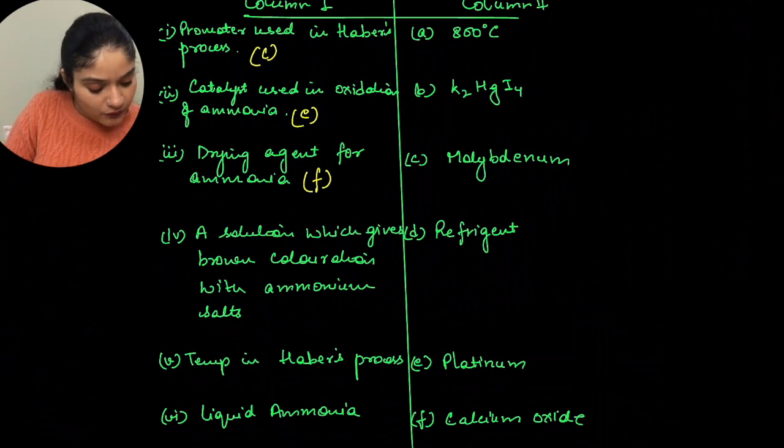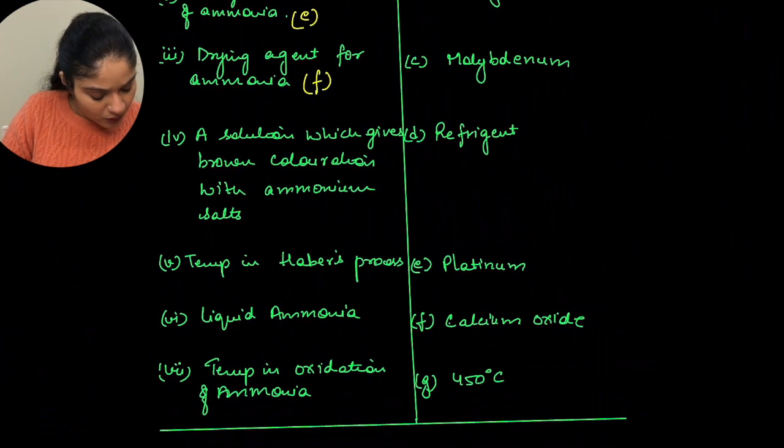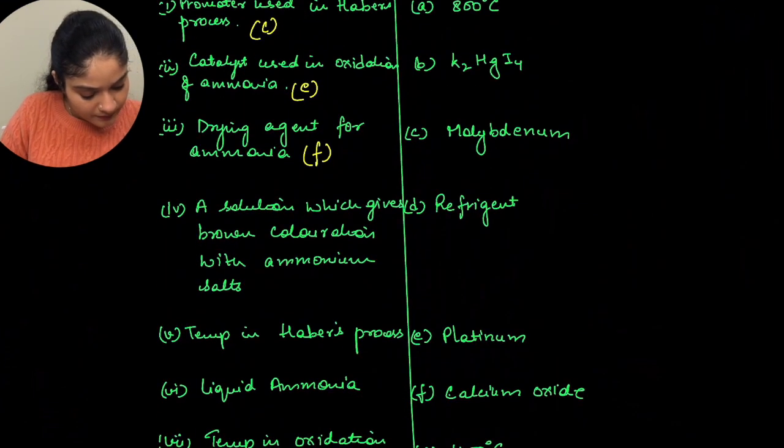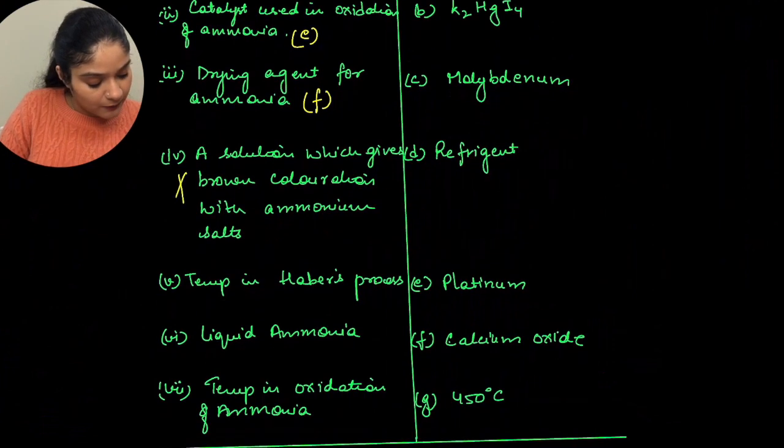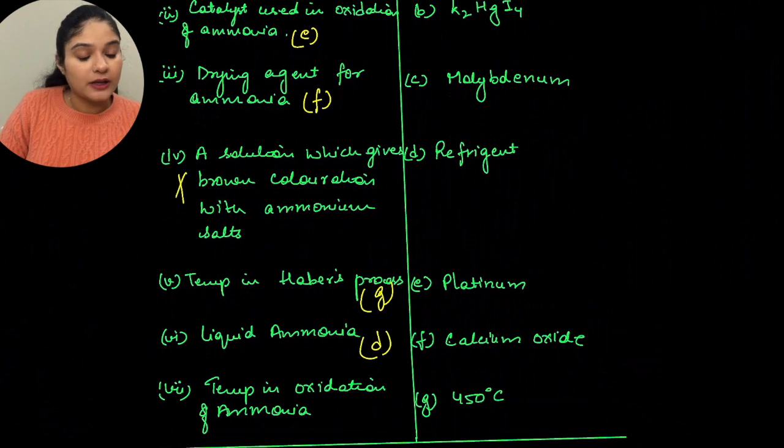A solution which gives brown coloration with ammonium salts. That is not in the syllabus. Then temperature in Haber's process is 450 degrees Celsius. Liquid ammonia is known as refrigerant.